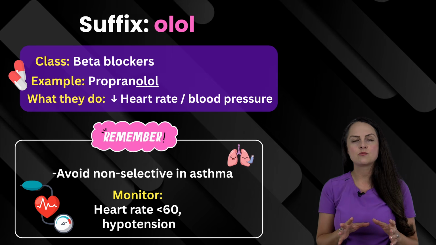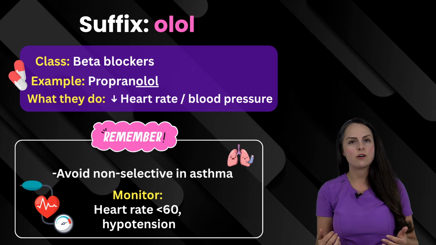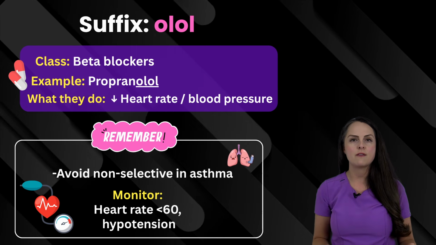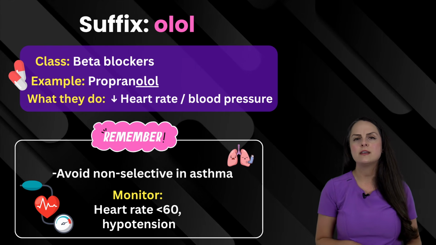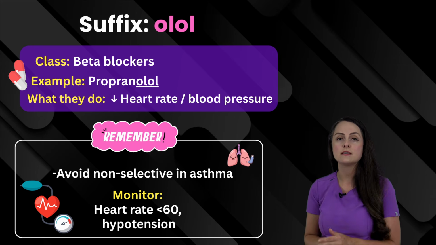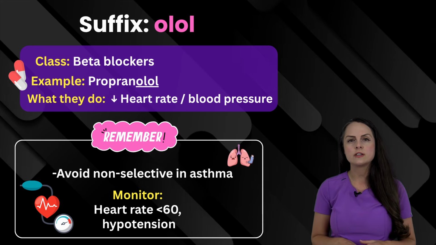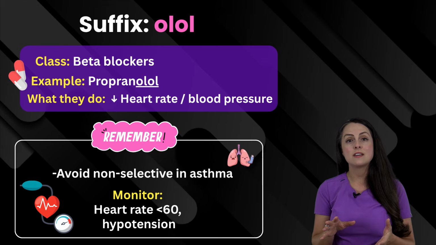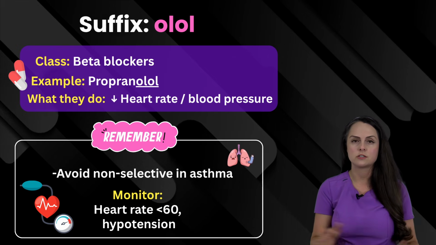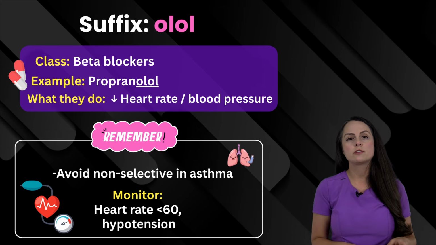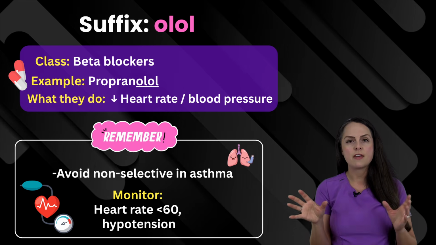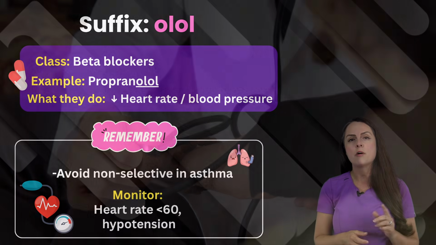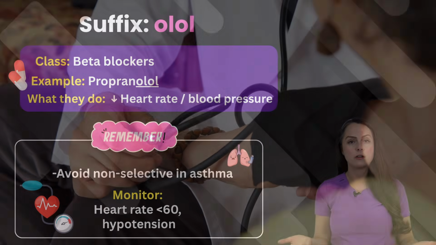-olol, whenever you see that suffix, think beta blockers, for instance, like propranolol. So how these medications work is that they want to decrease the heart rate and blood pressure, which is great if you have hypertension going on or some other cardiac issue. However, with these medications, especially the non-selective beta blockers, you want to remember not to give them to patients who have asthma or COPD because they could cause bronchoconstriction and make those conditions way worse. With these, what you want to monitor for is bradycardia, heart rate less than 60, whatever the parameters are that the healthcare provider has given you, and monitor that blood pressure because they can drop it and cause hypotension.